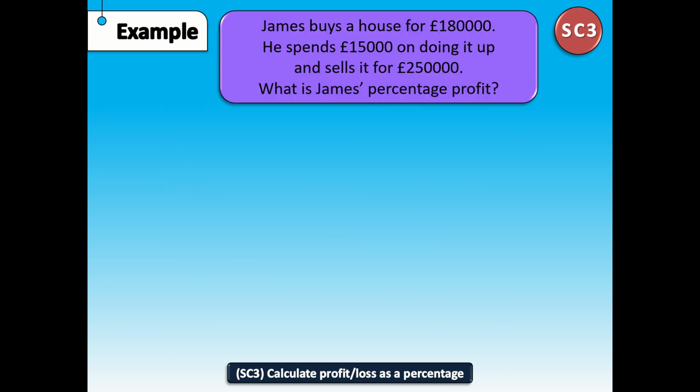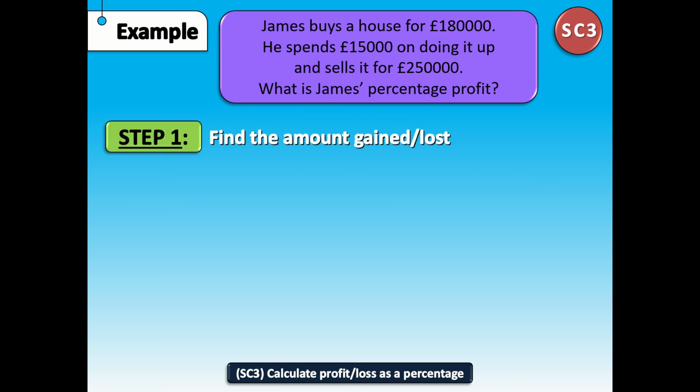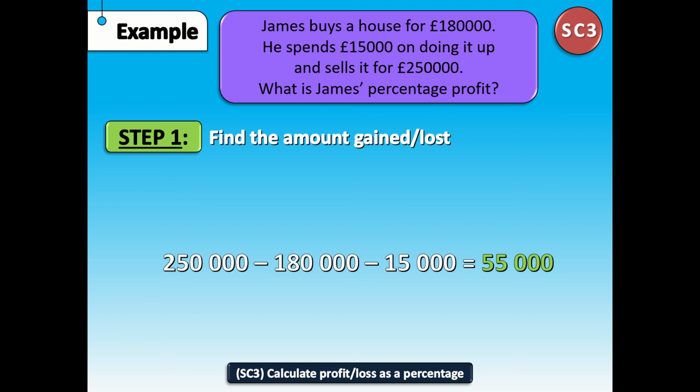Here's another example. James buys a house for £180,000. He spends £15,000 on doing it up and sells it for £250,000. So what is James's percentage profit? So we need to work out how much he's gained. So he's spent £180,000 and £15,000. So that means he's made £55,000.